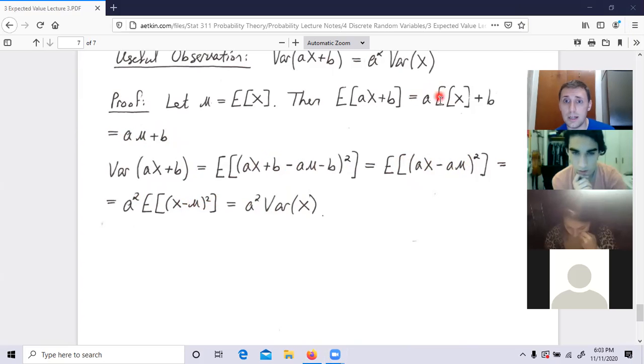You see, because expected value is linear, I can factor out any scalar, right? So the a squared is here. I factor it out of the parentheses, it's a squared, and then it pops out from the expected value. And the expected value of x minus mu squared is simply the variance.